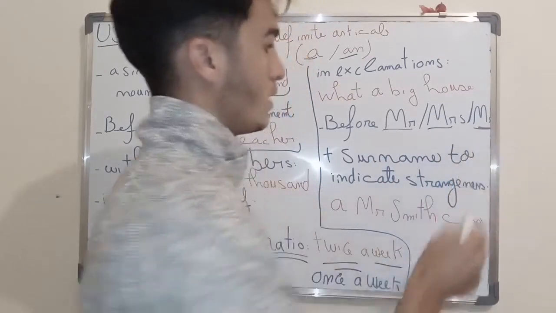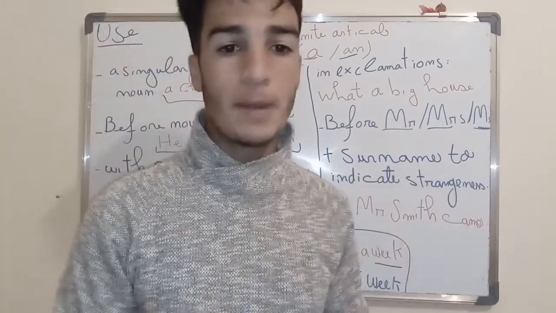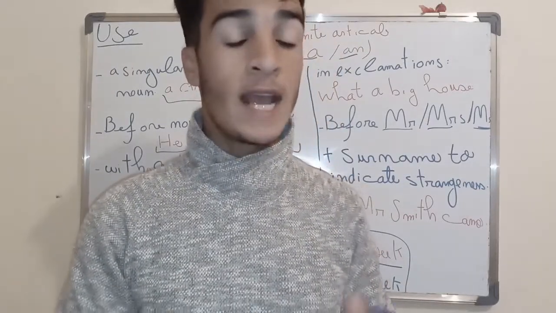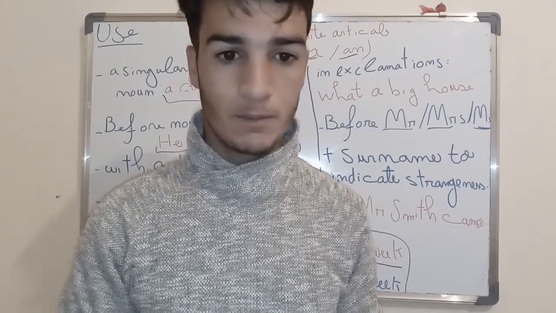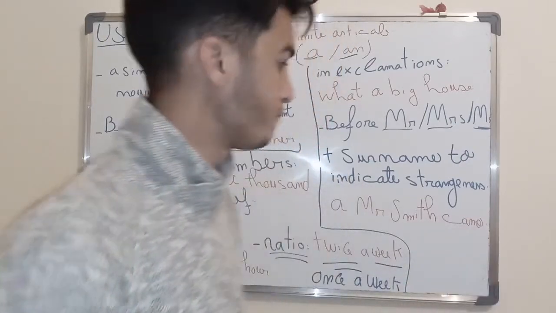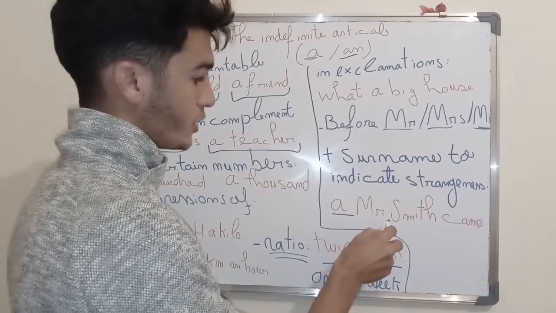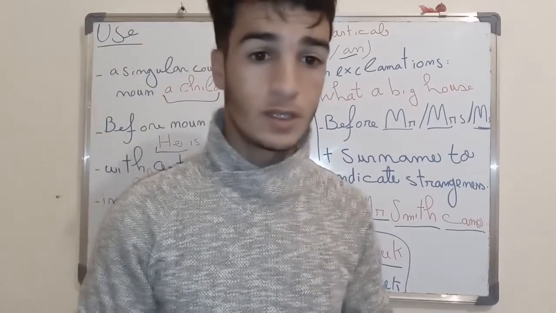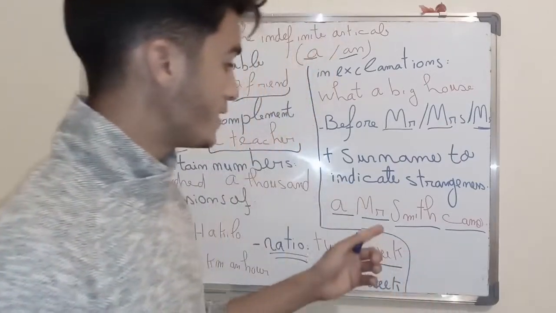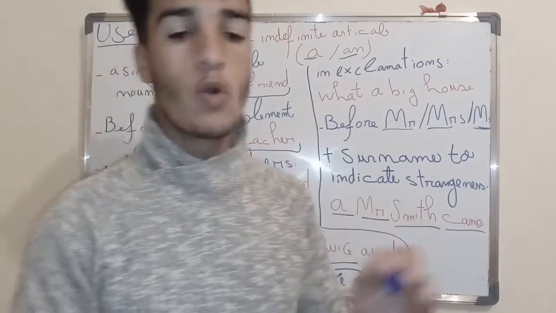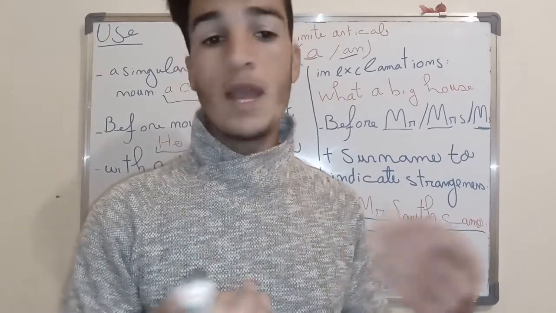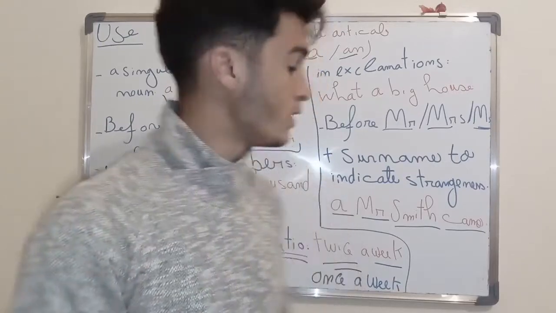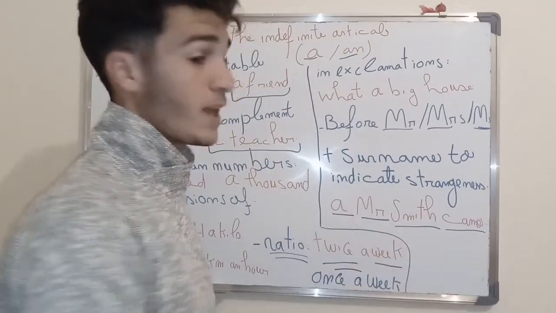The last case in which we can use the indefinite article is before master, miss, or miss plus surname, family name, to indicate that the person we're talking about is strange to the speaker. For example, a Master Smith came. The person talking about Master Smith doesn't know who Master Smith is. Maybe he sees Master Smith for the first time.